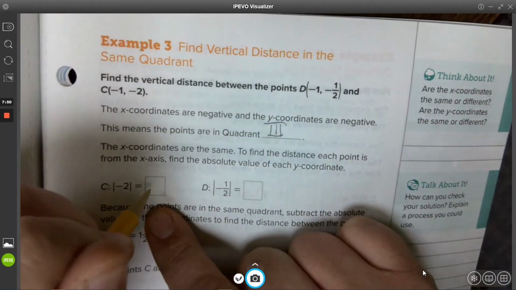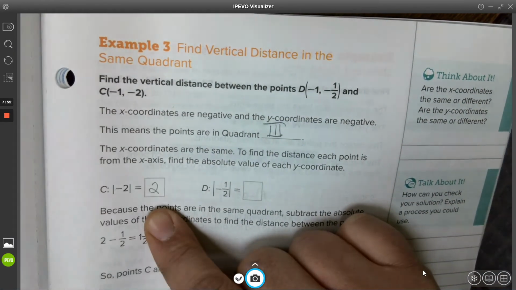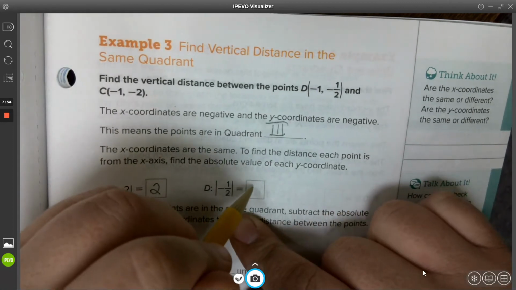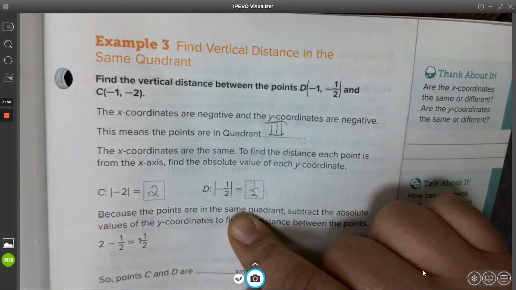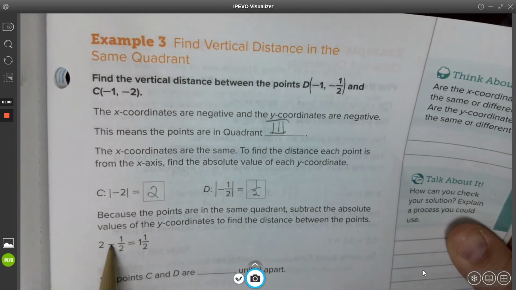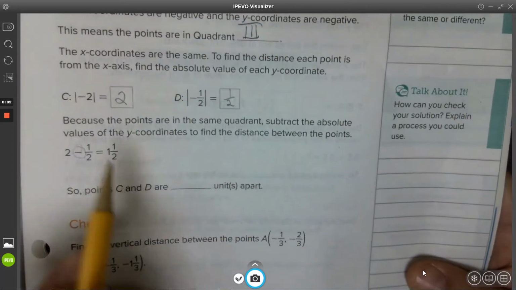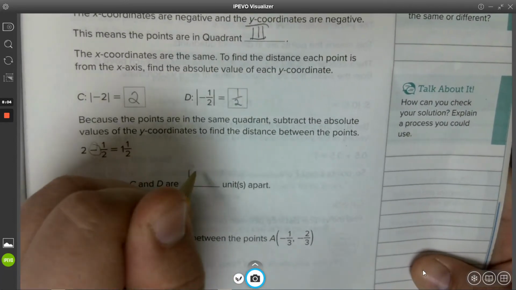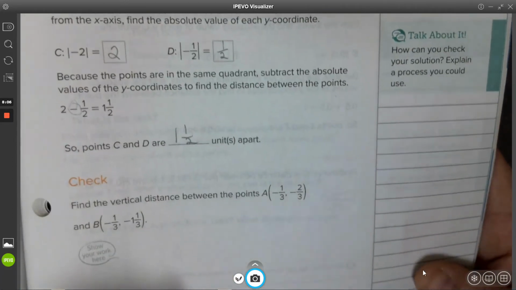Find our absolute values. Absolute value of -2 is a +2. Absolute value of -1/2 is a +1/2. And because they are in the same quadrant, we subtract. Okay, so when you subtract, you would get 1 and 1/2 as your distance.